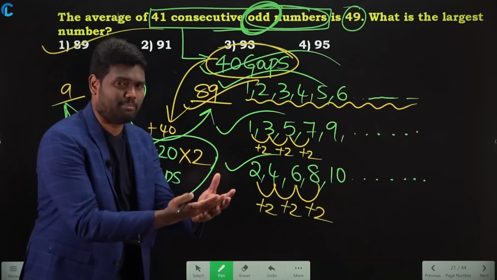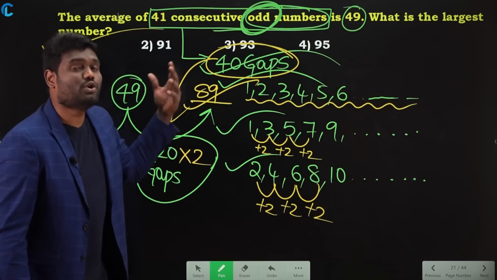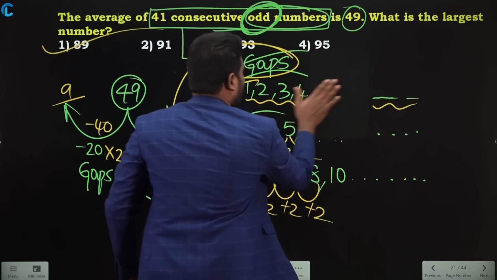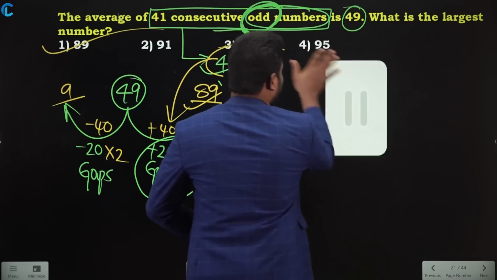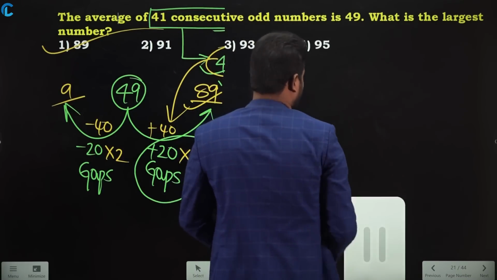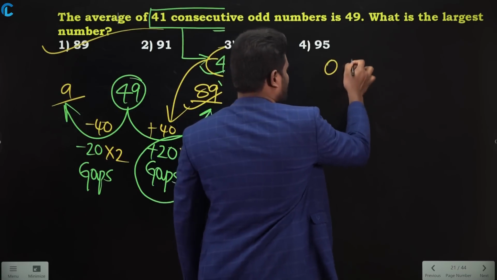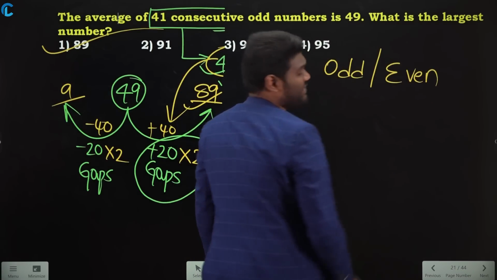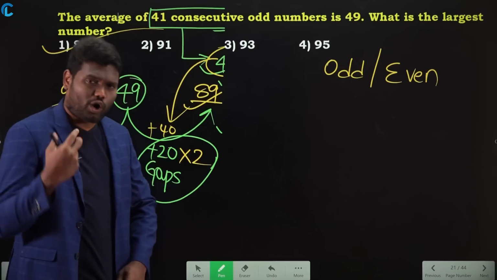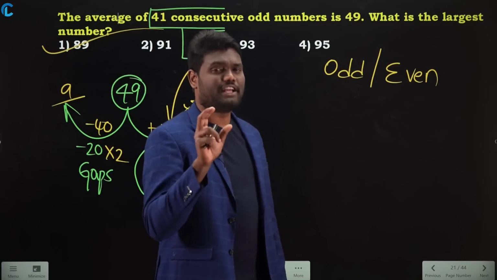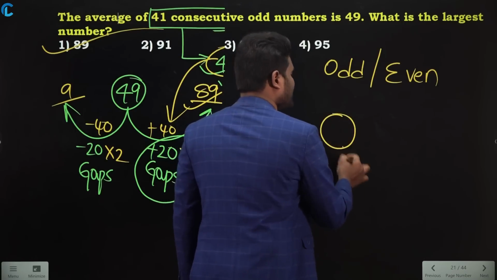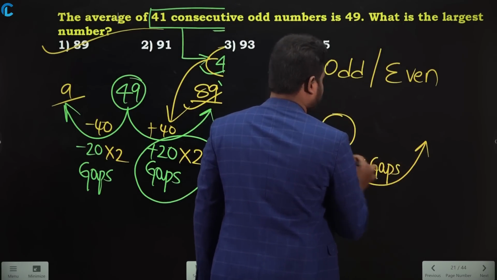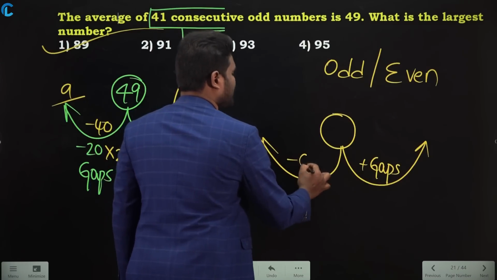If they ask you the highest number, then you will do plus 40. If they ask you the smallest number, then you are going to do minus 40. So simply, whenever the question is about odd numbers or even numbers, this point is really important. If you learn this point, you can simply solve these questions. Whenever the question is about consecutive odd numbers or consecutive even numbers, if they ask you the highest number or lowest number after giving you the average value, you can directly add the number of gaps, or you can subtract the number of gaps.